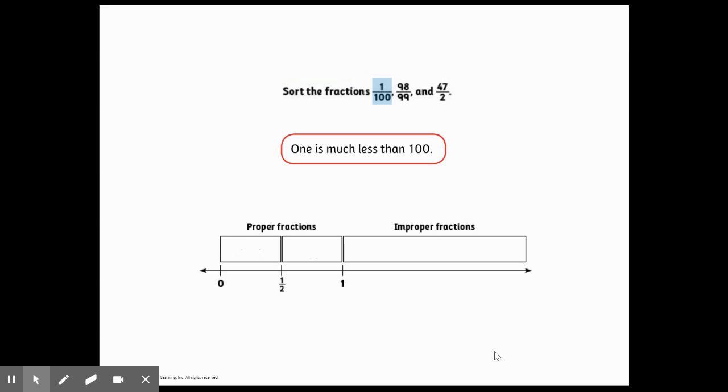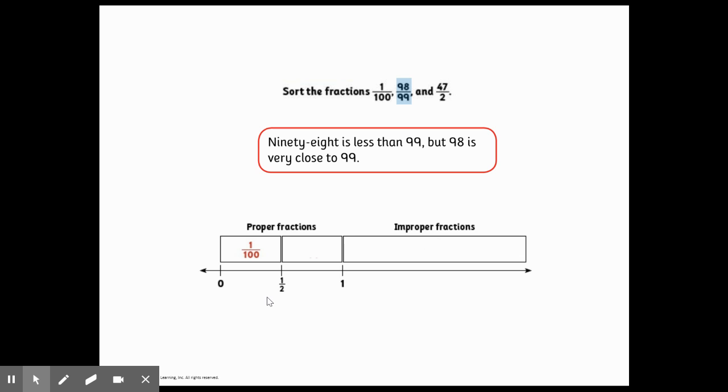The numerator 1 is much less than the denominator 100. This means the fraction is closer to 0. Now let's look at 98 out of 99. The numerator is less than the denominator, but the numbers are very close. So the fraction is a proper fraction between half and 1.